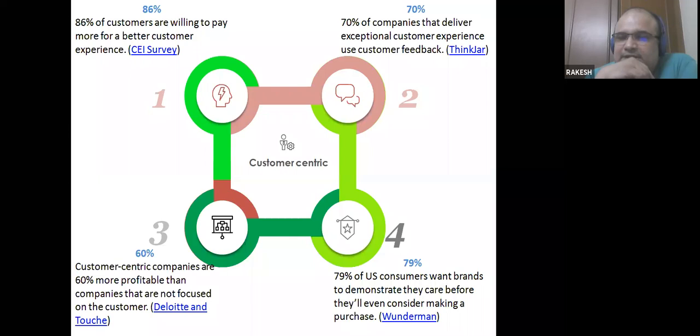79% of US customers want brands to demonstrate they care before they will consider making a purchase. One study tells that 80% of the purchase research happens in the back end, even in B2B business, not just B2C. They are doing social media and a lot of research on the back end, then they take a decision. So decision-making and strategy-making in this digital era is important.